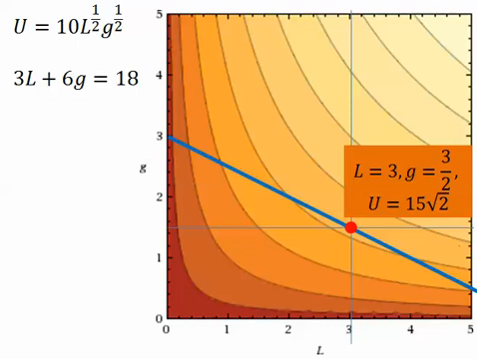So anyway, L equals 3, G equals 3 halves is the optimal location, and it gives a utility of about, let's see, radical 2 is about 1.4, so 15 plus about 6, about 21, something like that. Let me know if you have any questions.